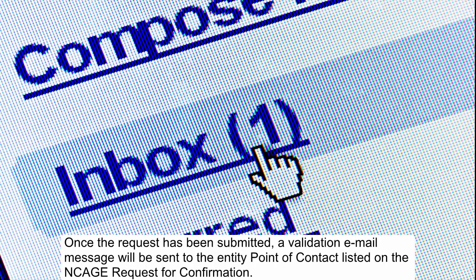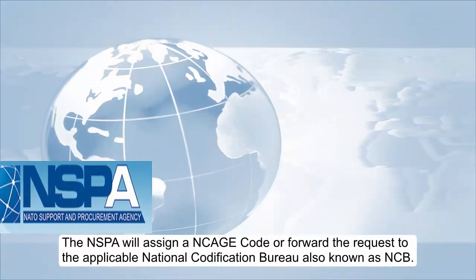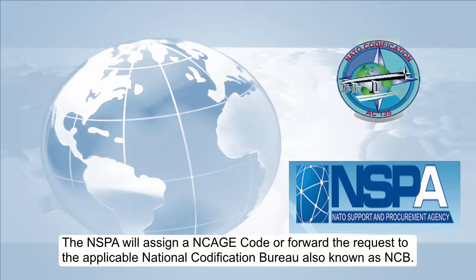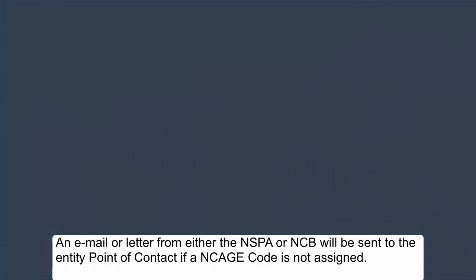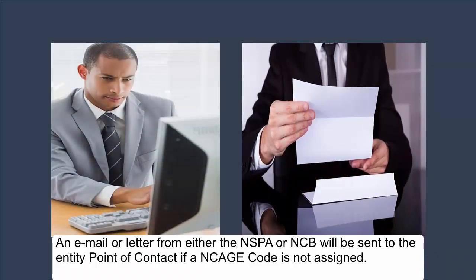Once the request has been submitted, a validation email message will be sent to the entity point of contact listed on the NCAGE request for confirmation. Once received, the entity point of contact will confirm the request by clicking on the embedded link in the email. The NSPA will assign a NCAGE code or forward the request to the applicable National Codification Bureau, also known as NCB. An email or letter from either the NSPA or NCB will be sent to the entity point of contact if a NCAGE code is not assigned.